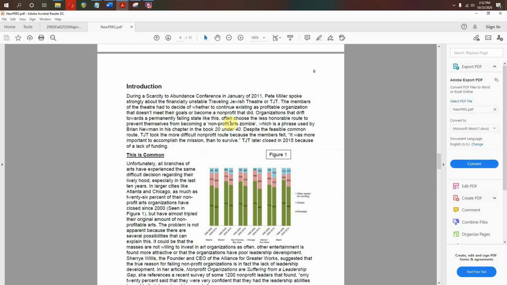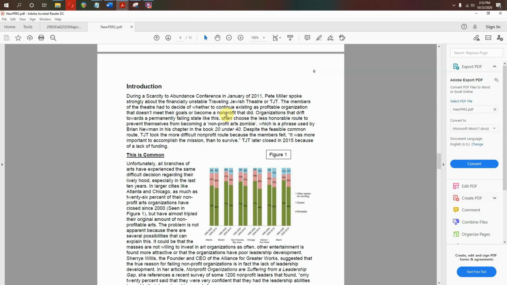The introduction is all about one specific theater, the Traveling Jewish Theater, or TJT, and the problems they were having as of 2011. That's okay if you're trying to sell your product to TJT. But since we already know they went out of business in 2015, that's probably not going to happen. So who are we selling this to?